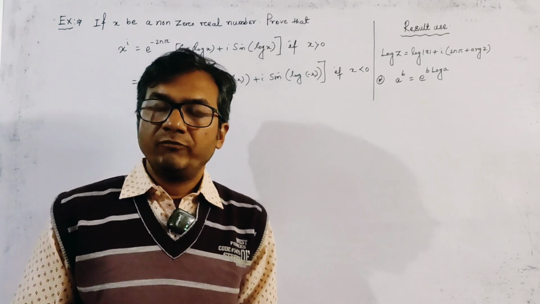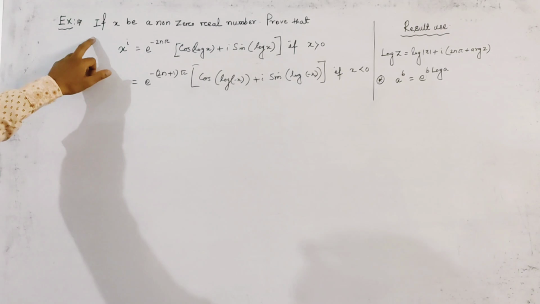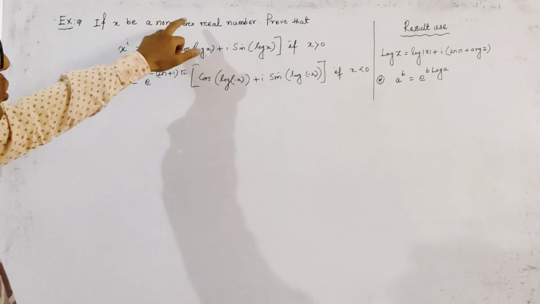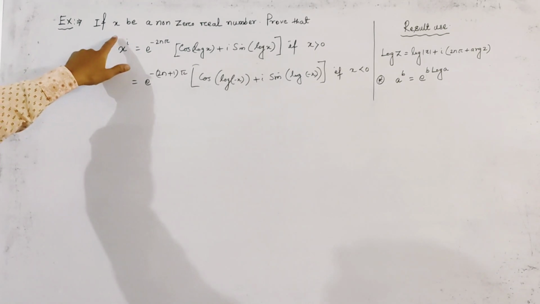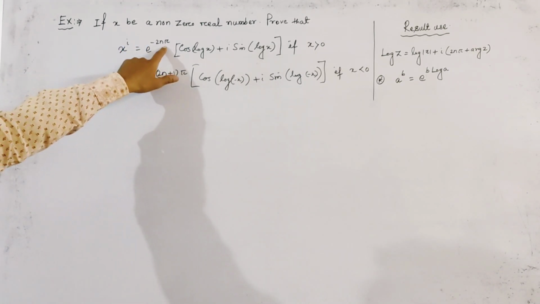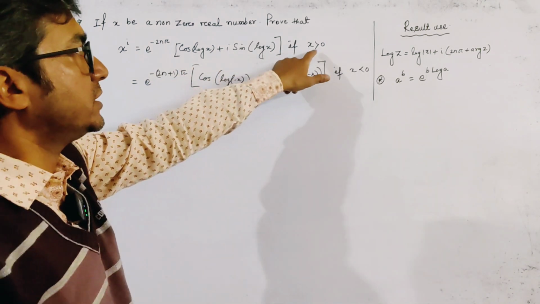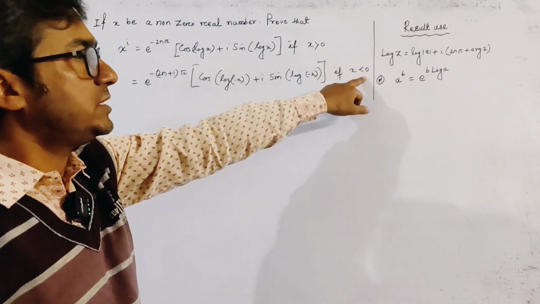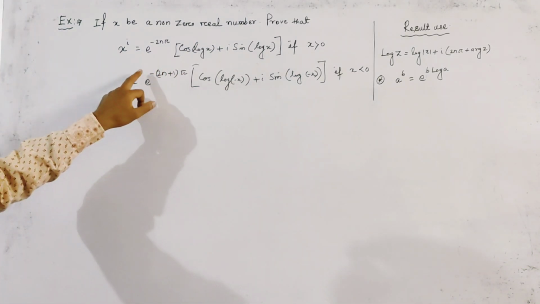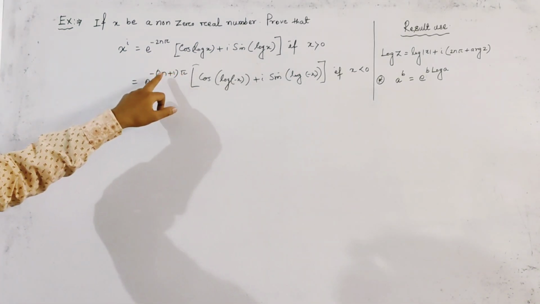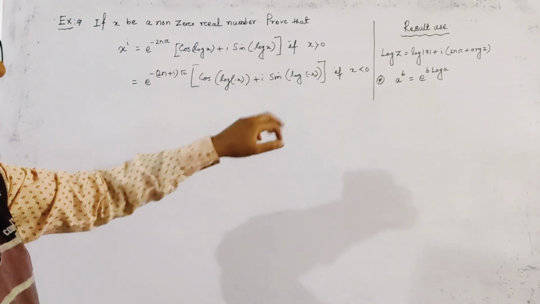An important problem from complex numbers: if x is a non-zero real number, prove that x^i is equal to e^(-2nπ) times (cos(log x) + i sin(log x)) if x > 0, and if x < 0, the value of x^i is given by e^(-(2n+1)π) times (cos(log(-x)) + i sin(log(-x))).